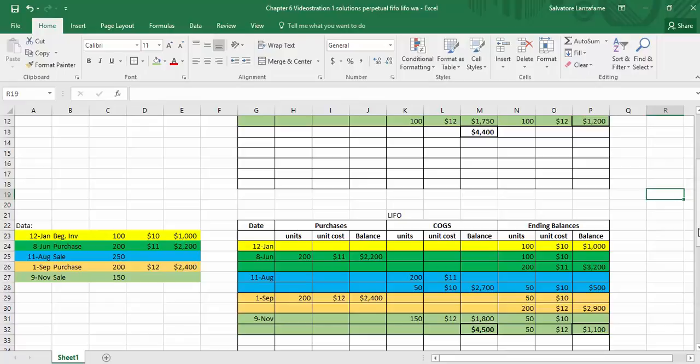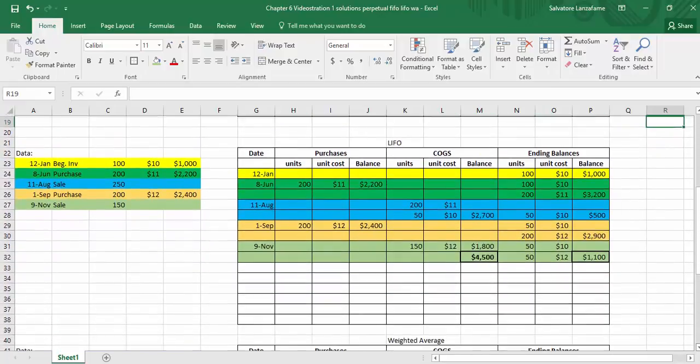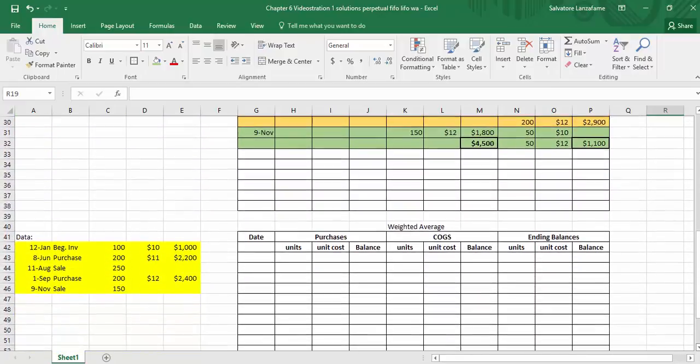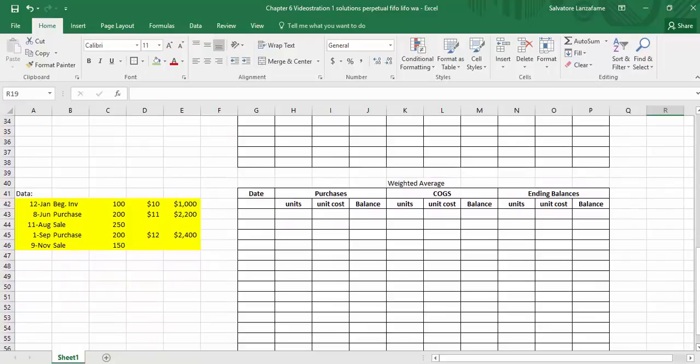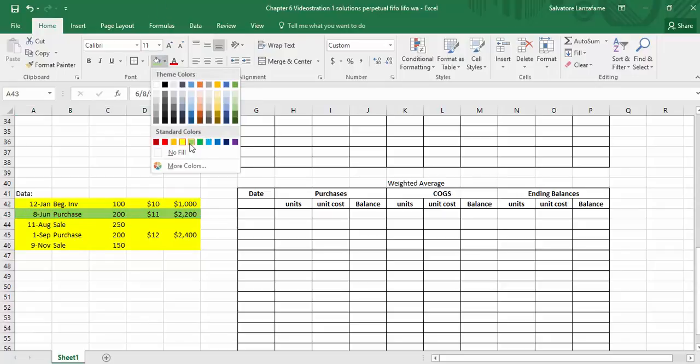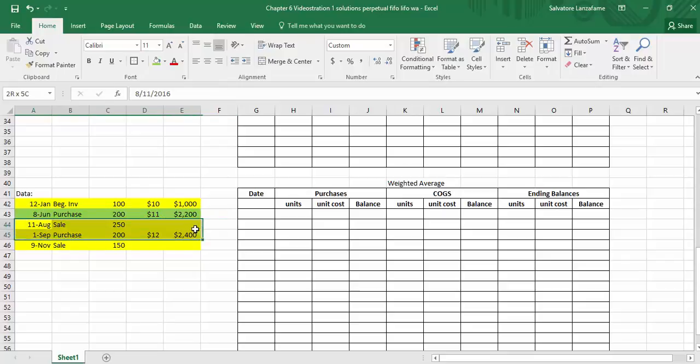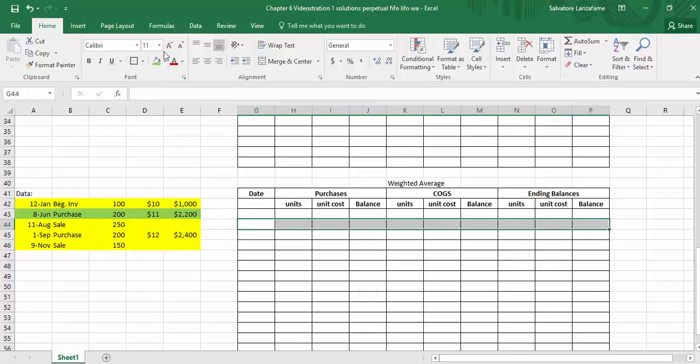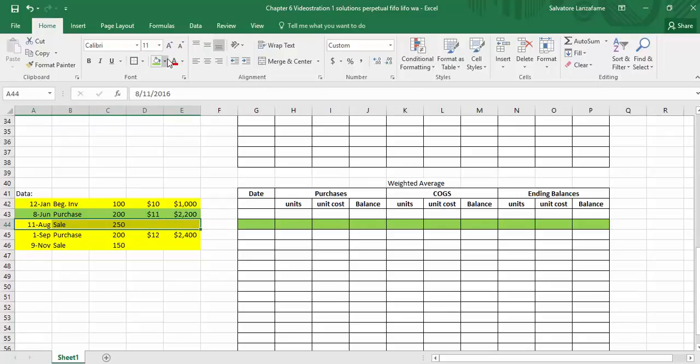Alrighty, let's now switch over to weighted average. Under weighted average, we don't care about which ones came in first or second. Basically, everything takes place on one row for each date. Okay, so I'll just color coordinate initially here. Just to show you right up front what this is going to look like in terms of how many rows it's going to take up.